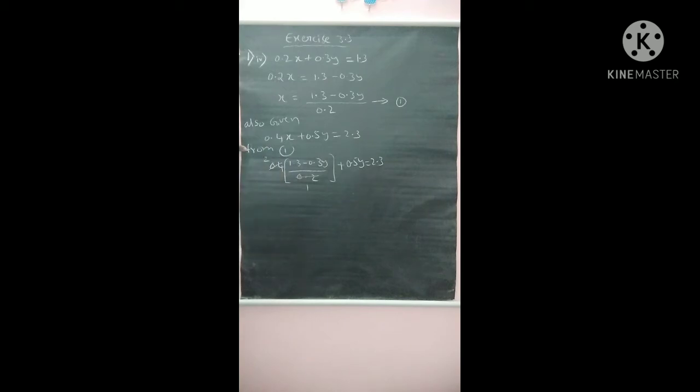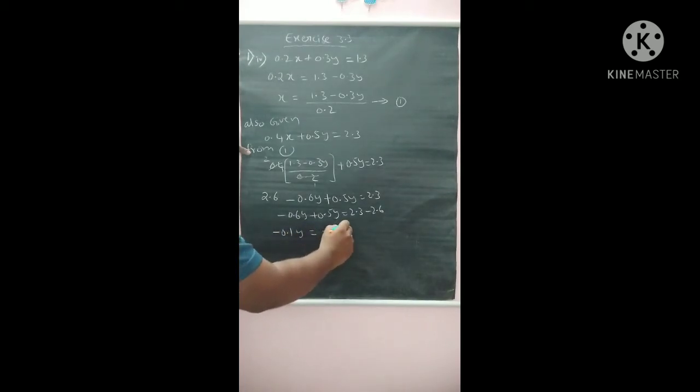Now 2 into 1.3 is 2.6, minus 0.6y plus 0.5y equals 2.3. So minus 0.6y plus 0.5y equals 2.3 minus 2.6. This is minus 0.1y equals minus 0.3. So finally from this we get the y value as 3.